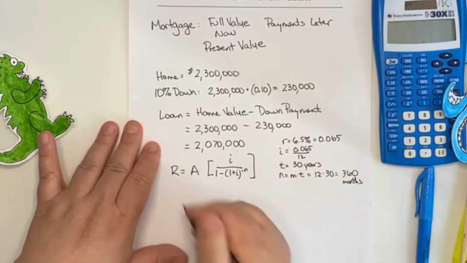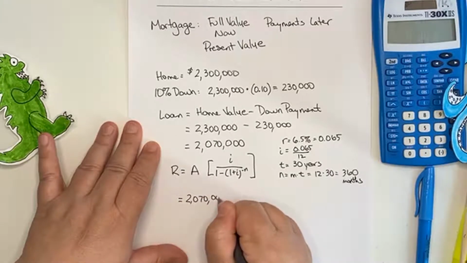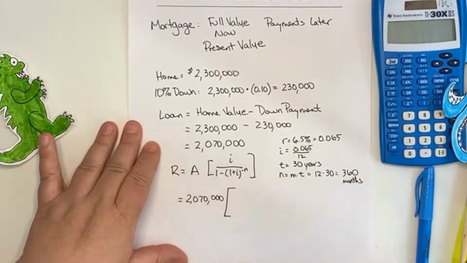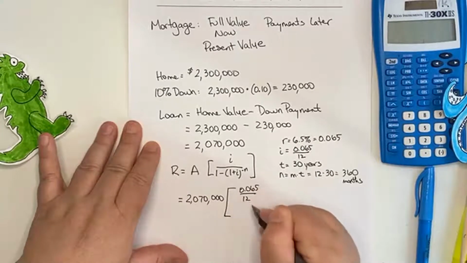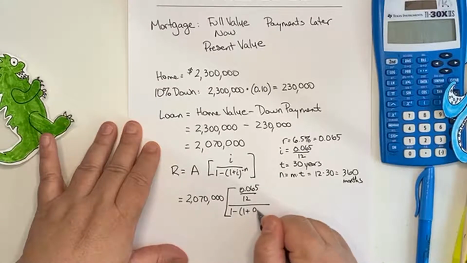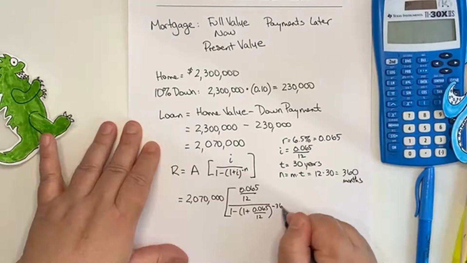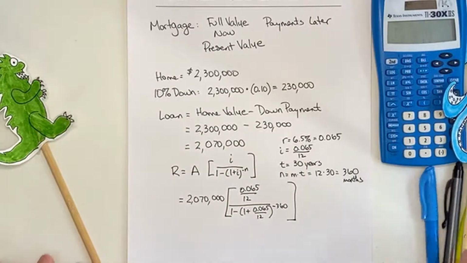Okay, let's plug all these things in. So I've got this value, and then I've got my 0.065 over 12, all over 1 minus 1 plus 0.065 over 12, to the opposite of 360. Okay, this is very exciting. Shall we get started on this?